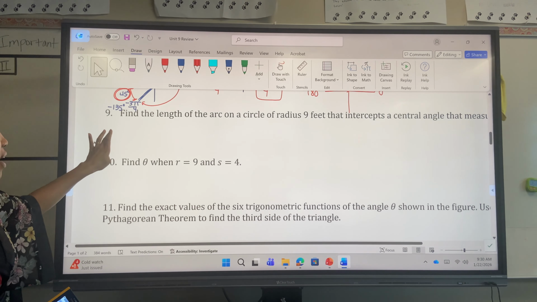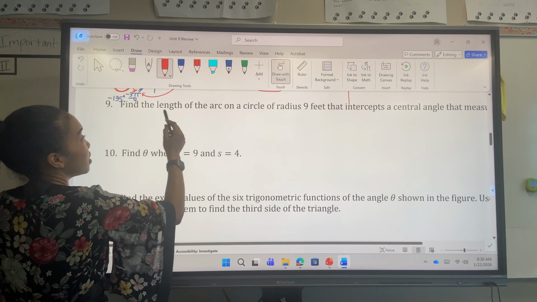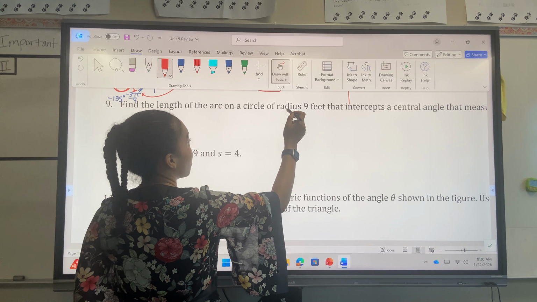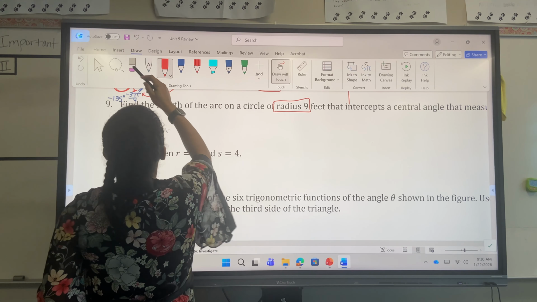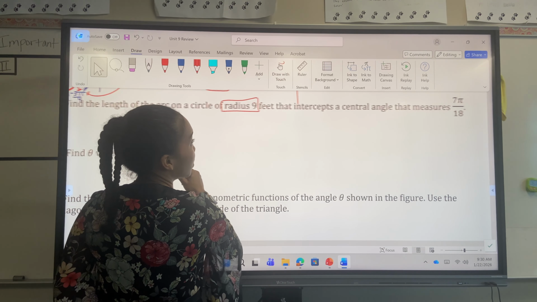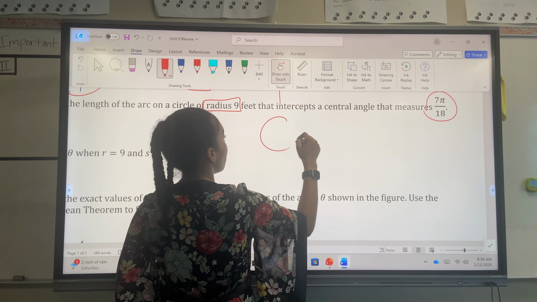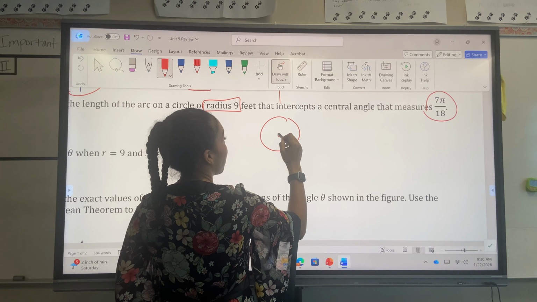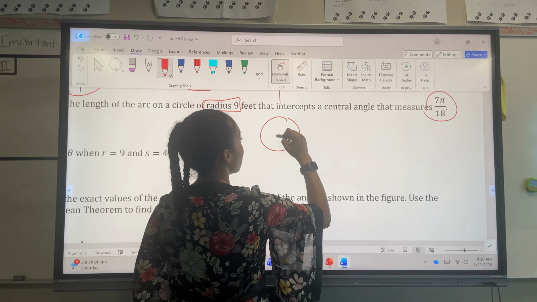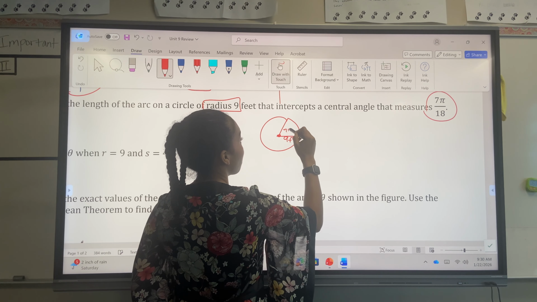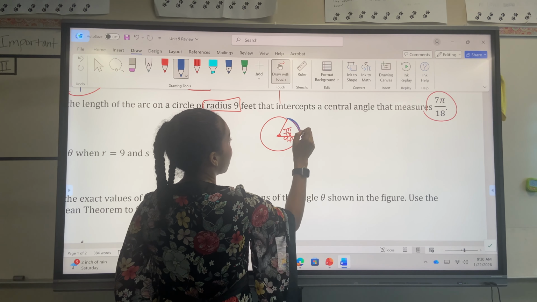Okay, now we're going to find the length of the arc. Find the length of the arc on a circle with a radius of 9, and the central angle is this right here. So basically you have a circle and your radius is 9 feet, and the central angle, I'll just make up an angle, is 7 pi over 18. And you want to find this arc length right here.